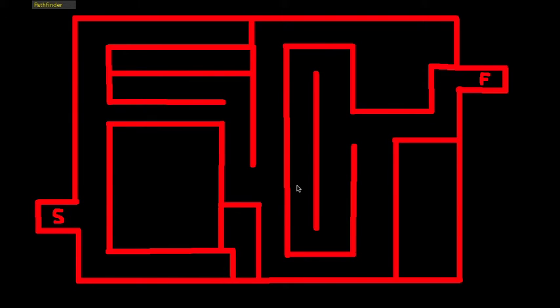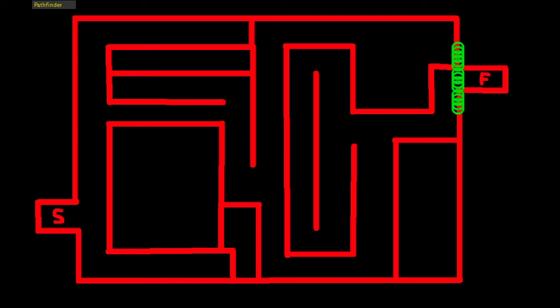In this video, we're going to finally have the computer solve a maze as an application of our pathfinding algorithm. So this is a simple maze I drew up, and here's the start where this S is, and the finish is over here where this F is. And what we need to do is fill up this maze with a graph and use our pathfinding algorithm.